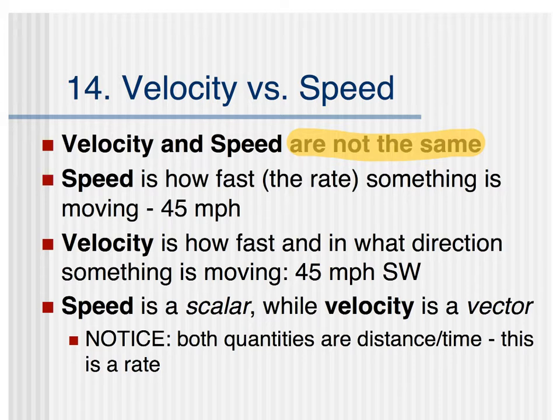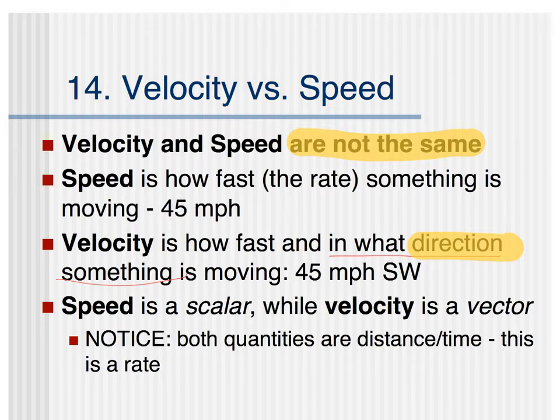Velocity, on the other hand, is how fast and in what direction something is moving. And that really is the key word there, direction. So if instead of saying an object is moving at 45 miles per hour, we say it's moving at 45 miles per hour southwest, we're now talking about a velocity as opposed to a speed. Okay, so speed is simply how fast it's moving.